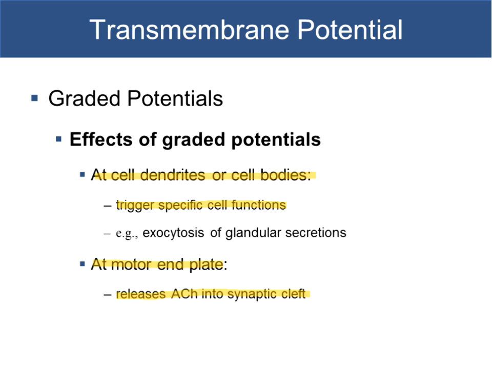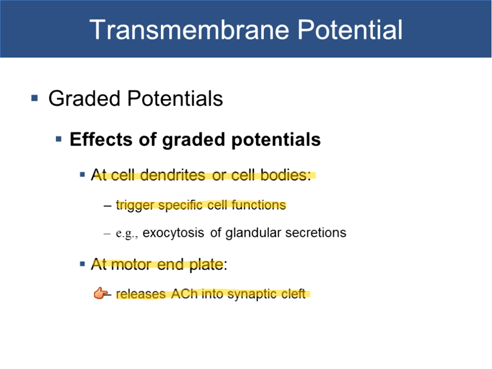So the effects of a graded potential, and we'll talk about all that stuff in that graph again. The effects of a graded potential depend on whether it happens at the dendrites or in the cell bodies, and they trigger specific cell functions. We also have graded potentials that happen on the motor end plate, and that's that point there.